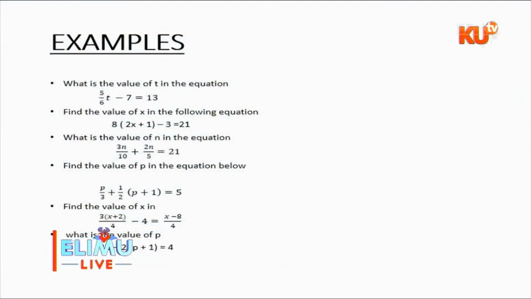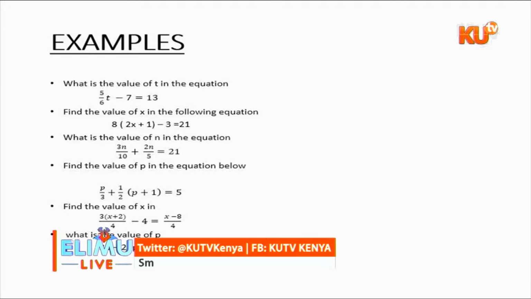What is the value of n in the equation? So we're going to do another one. What is the value of n in the equation? And the equation is 3n over 10 plus 2n over 5 is equal to 21. What is the value of n in that equation?